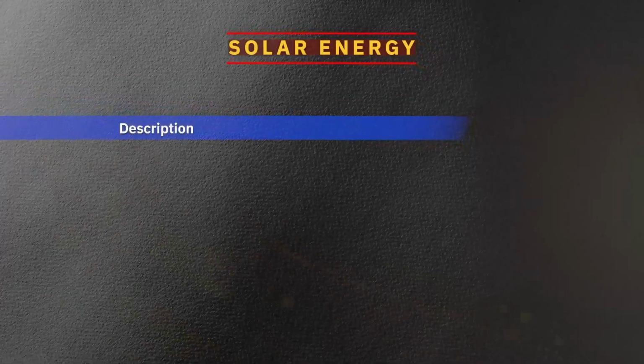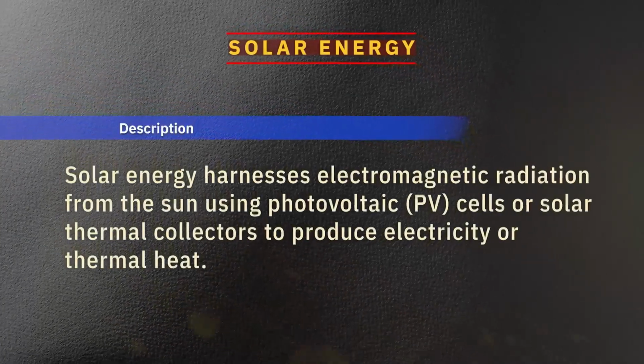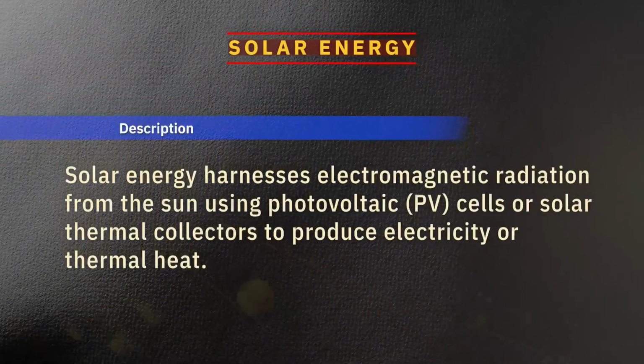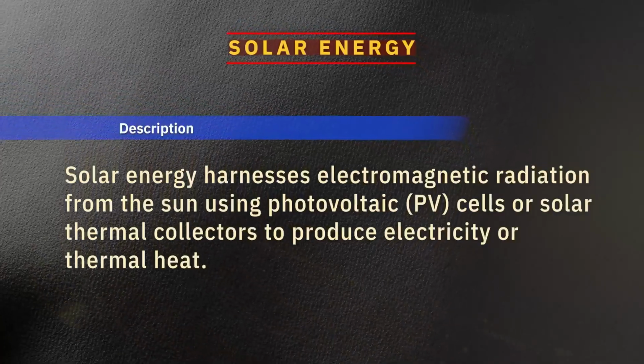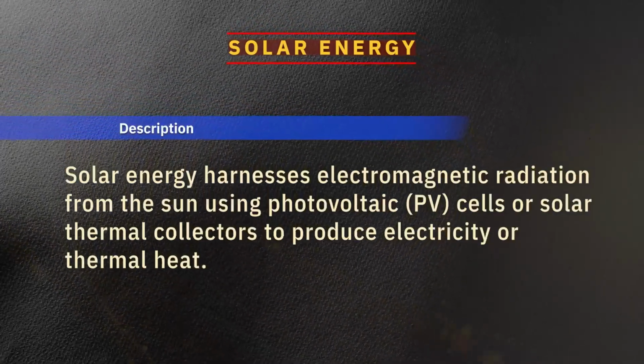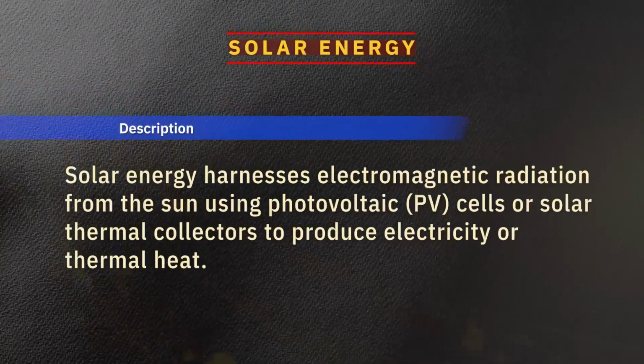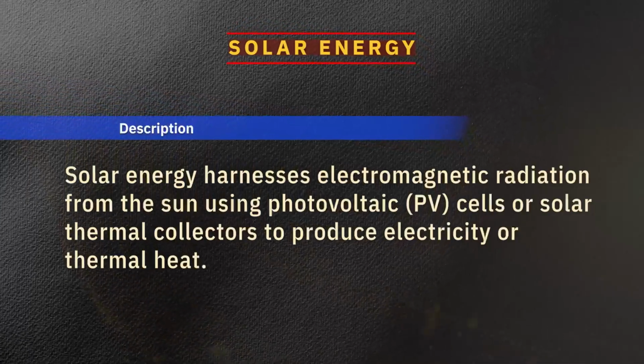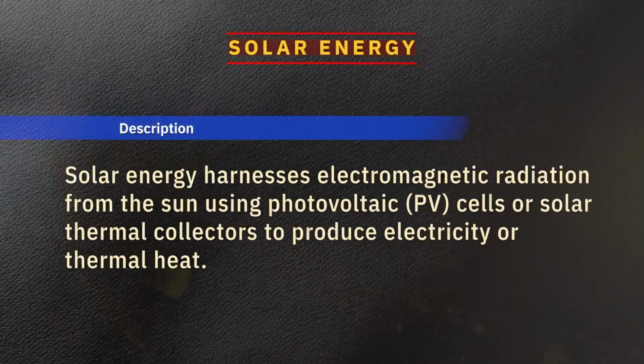Now coming to the first type of non-conventional source of energy or renewable energy, that is solar energy. We all know that solar energy is one of the most important types of renewable energy, and solar energy can be harnessed through electromagnetic radiation that comes from the sun. Using this electromagnetic radiation, the sun's energy is trapped through photovoltaic cells or solar thermal collectors to produce electricity or thermal heat.